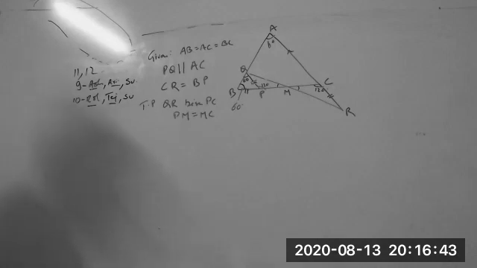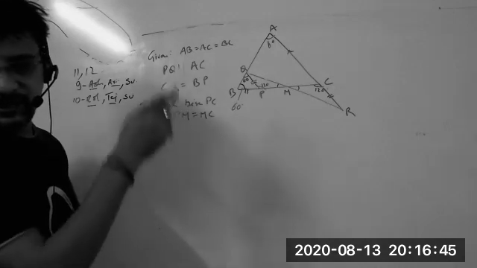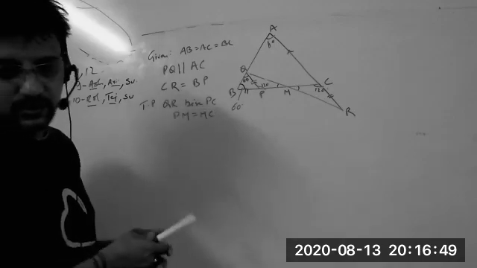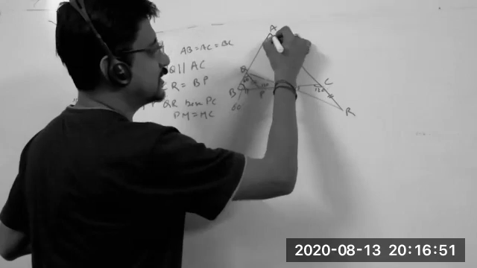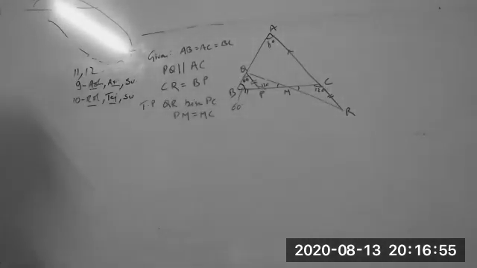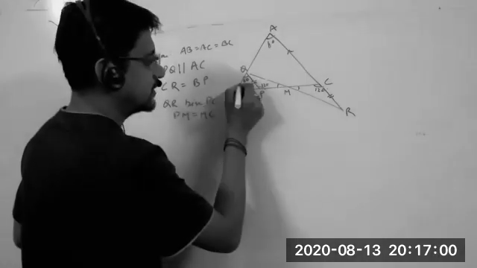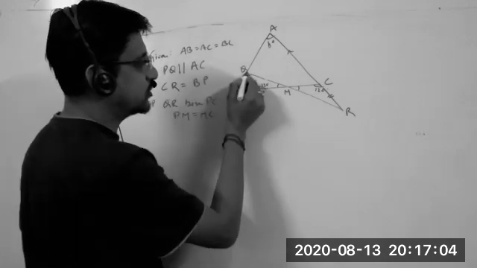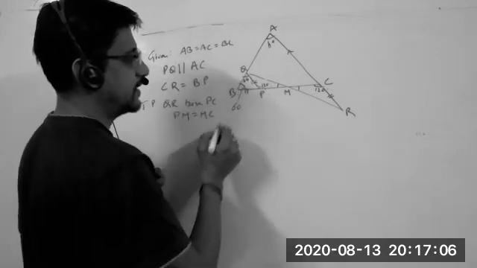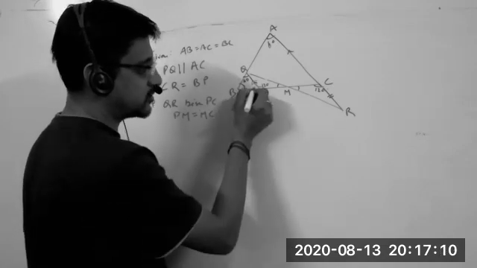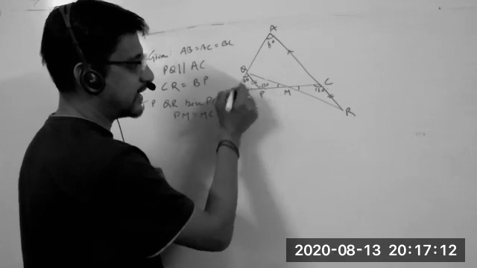Okay, do you see? PQ is parallel to AC and AB is a transversal. So this angle is 60 degrees, so this angle will also be 60 degrees. Why? Corresponding angles. Very good. So this angle is 60 degrees. This angle is 60 degrees. So in triangle QBP, if these two angles are 60 degrees, this will also be 60 degrees, and all the sides are equal.